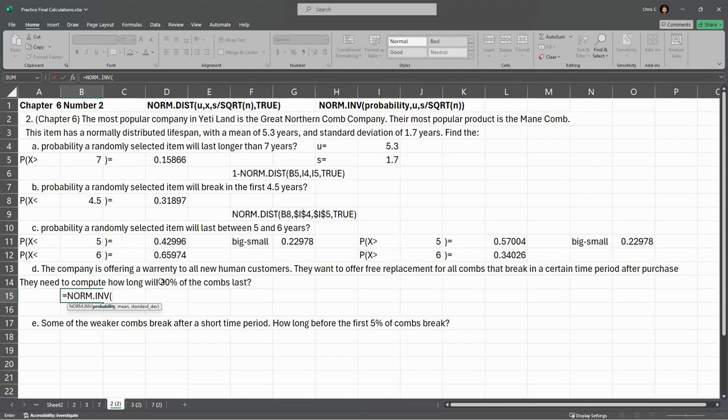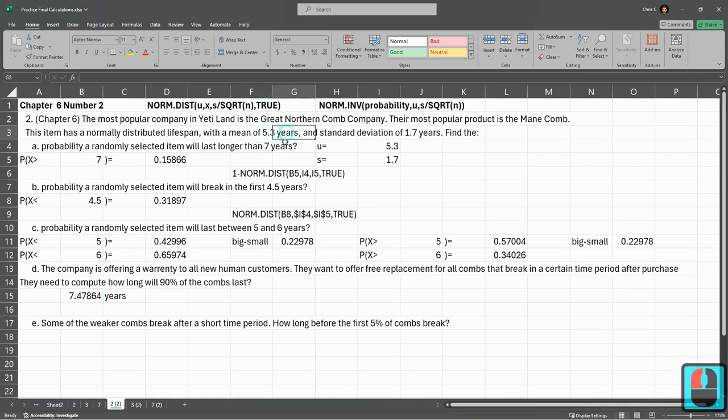Probability. So this is not 90%, but the 90% as a decimal, the mean, the standard deviation. And if you're wondering why we don't get the true or the false, it's basically already choosing true for you. It's already cumulative. We're always using true up here anyways, so just keep that in mind. I don't think we, even on homeworks, ever use it as false. So anyways, we got this norm inverse right here, and this will tell us how long 90% of these combs are going to last. And this is in years, if you wanted to label it. So 90% of them will last about 7.5 years.